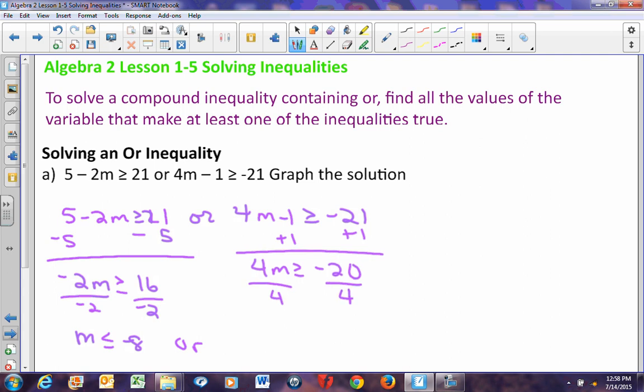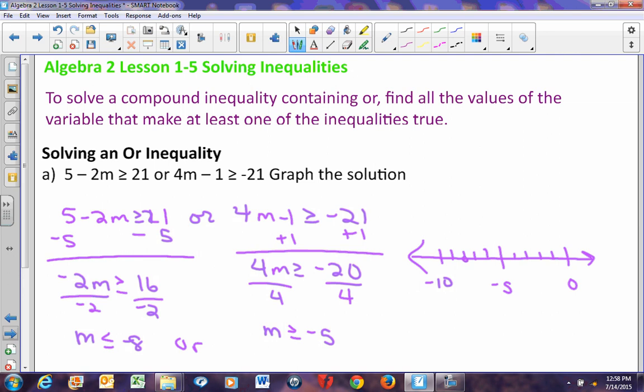I don't switch my inequality symbol because I'm not dividing by a negative number. I may have a negative answer, but I'm not dividing by a negative number. So I have m is less than or equal to negative 8, or m is greater than or equal to negative 5. So I'm going to graph these. m is less than or equal to negative 8.